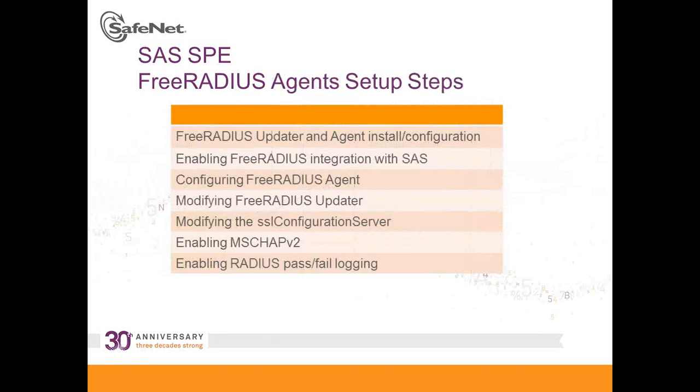So the steps on setting up the FreeRADIUS agent, again: we're going to install the updater and the agent. We're going to enable integration with SAS. We're going to configure the agent. We're going to modify some settings with the updater. We're going to modify the SSL config on the SAS server. We're going to enable MS-CHAPv2 support, and we're going to enable the radius pass-fail logging.